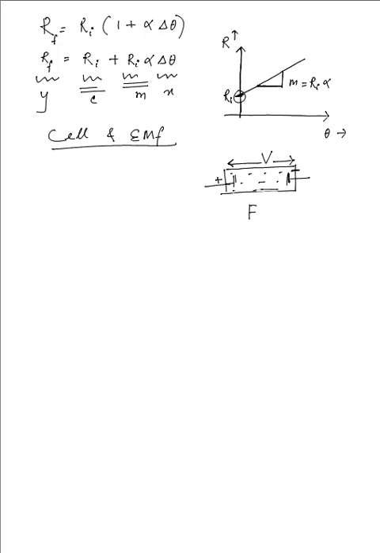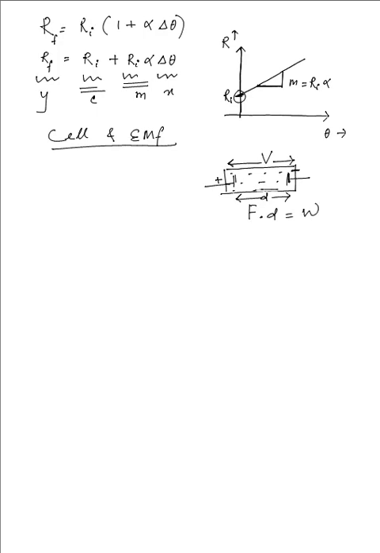Now, the force that is applied in order to maintain this potential difference does some work over the length of the cell. Let this length be d. So the force multiplied with the distance across the cell does some work.